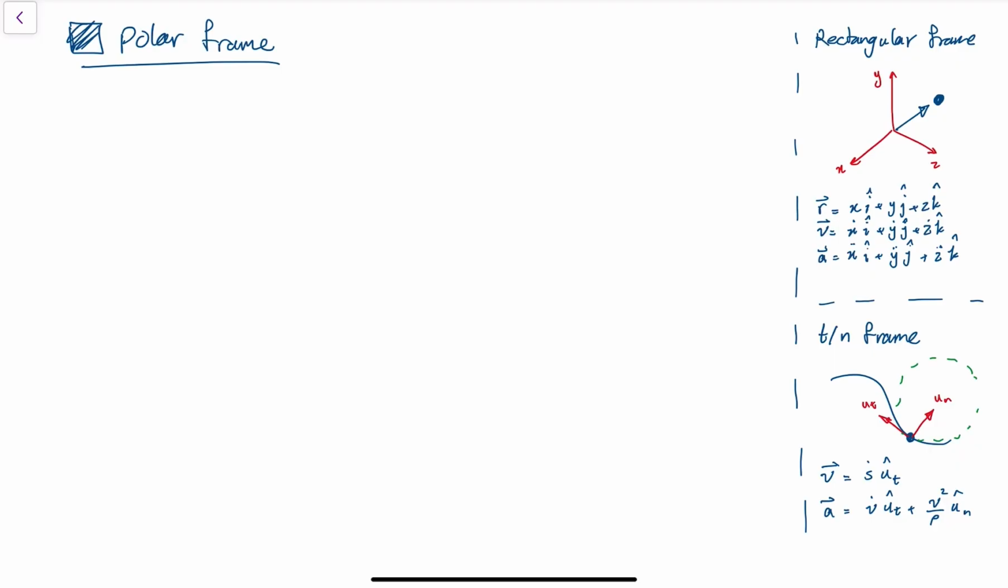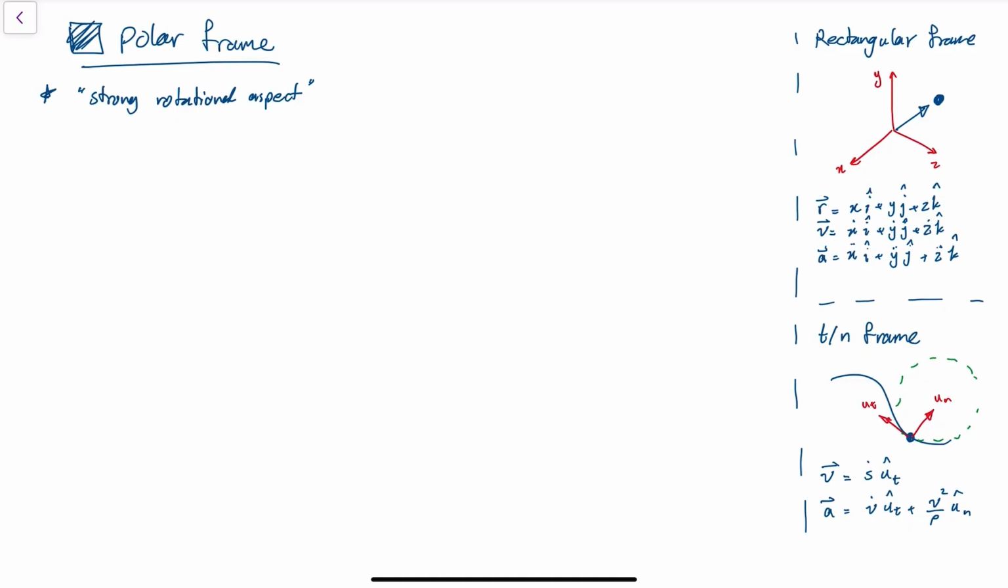In this and the next few videos, we look at the third and last one we study here, and that is polar frame. So rectangular frame, when we had rectangularity or separation along axes, tangential normal when we have good information about the path. What about polar? Polar, in my opinion, is very useful when you have a strong rotational aspect in the motion.